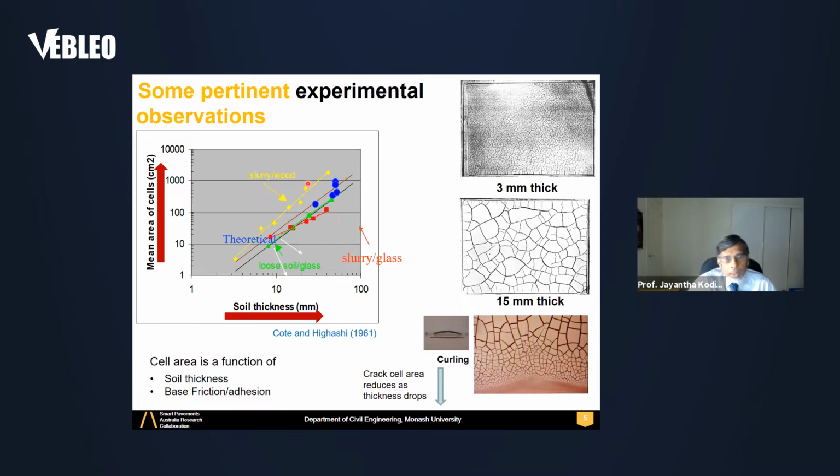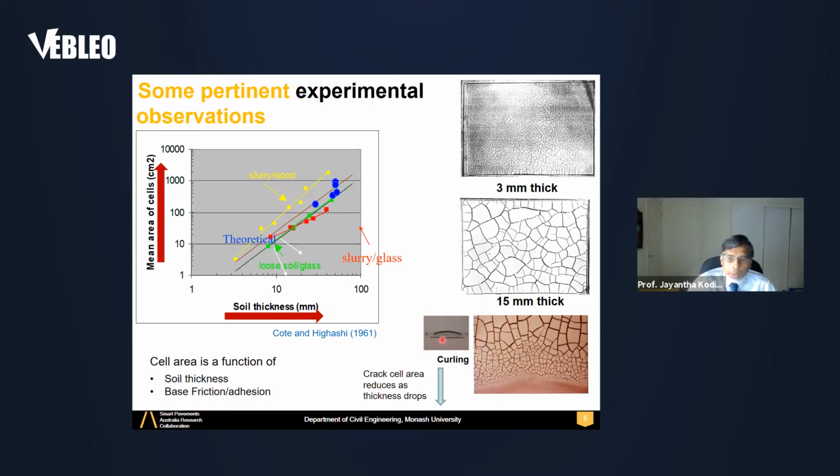Another thing you can see is that this bunch of lines refers to the basal interface friction between soil and the box material. If you have more friction at the base, you get different behavior. In contrast, with something like glass, which has less friction, you get smaller mean cell areas. So soil thickness is very important, and base friction and adhesion are very important.